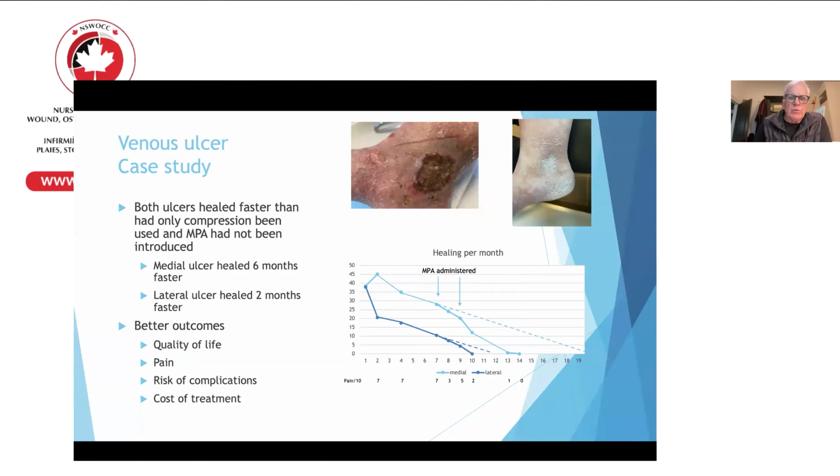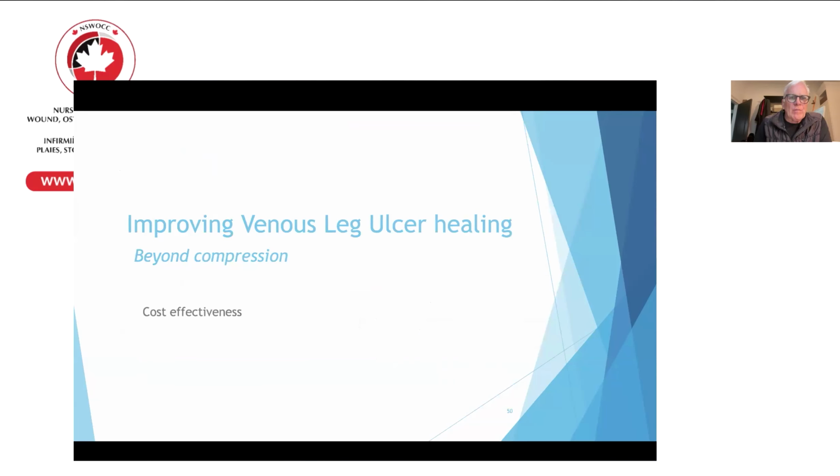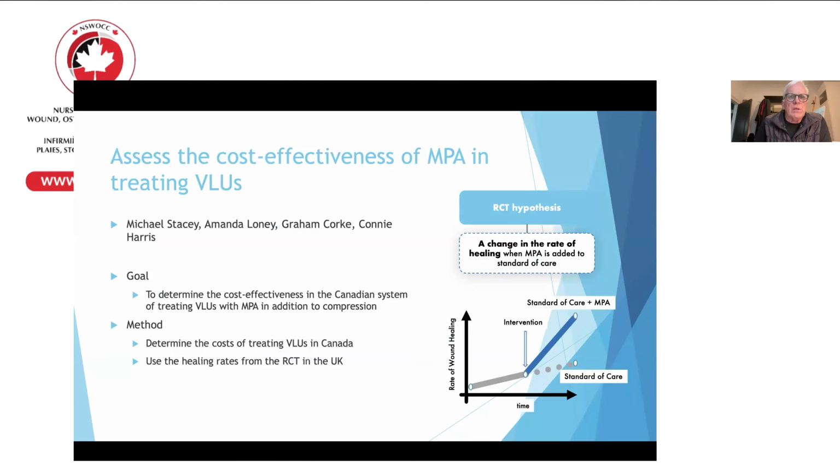But by healing the wound, you reduce the risk of complications. You also reduce the cost of treatment. And the final thing I'll touch on is really the cost effectiveness of adding this into your treatment regimen for patients with venous leg ulcers. And to look at this, we had a group together of myself, Amanda Loney, Graham Cork, who's basically a statistician, a health economist, and also Connie Harris. And many of you will be familiar with Amanda and Connie.